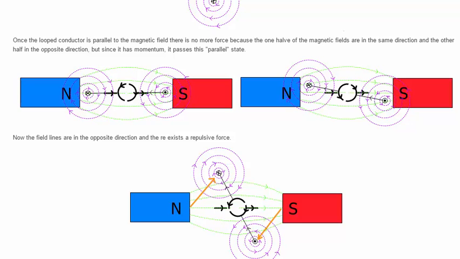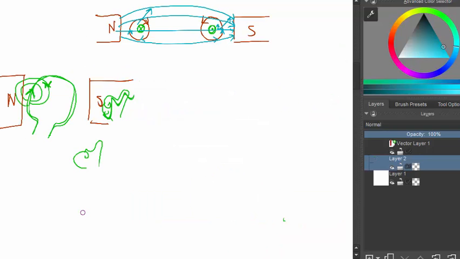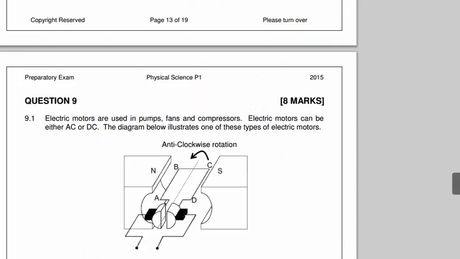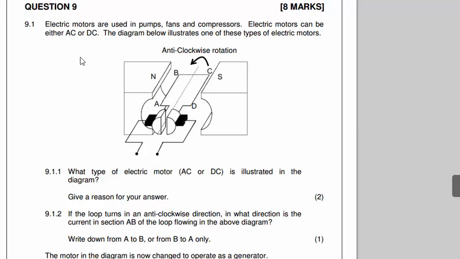Okay, so let me get to the question in the question paper. Electrical motors are used in pumps, fans, and compressors. And guys, this is really it. It doesn't get much more complicated than that. There are no calculations involved. It's literally just being able to find out in which direction the motor turns. That's motors. And maybe being able to explain it. So here they ask, what type of electrical motor, an AC or a DC motor, is illustrated in the diagram?